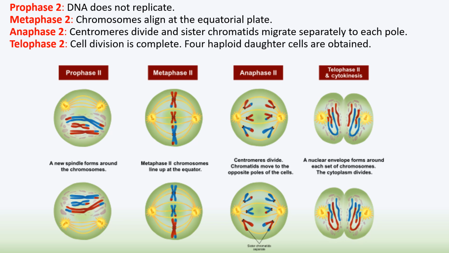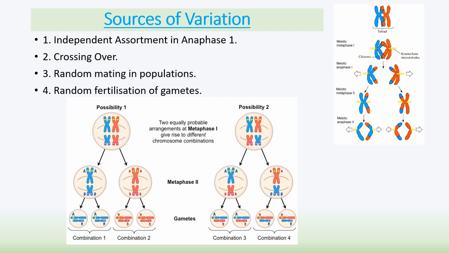Telophase 2 is when cell division is then complete and the nucleus is reformed, and we end up with 4 haploid daughter cells. So you need to be able to state where that variation comes in. If you're not sure, you need to speak to your teacher about this in more detail.